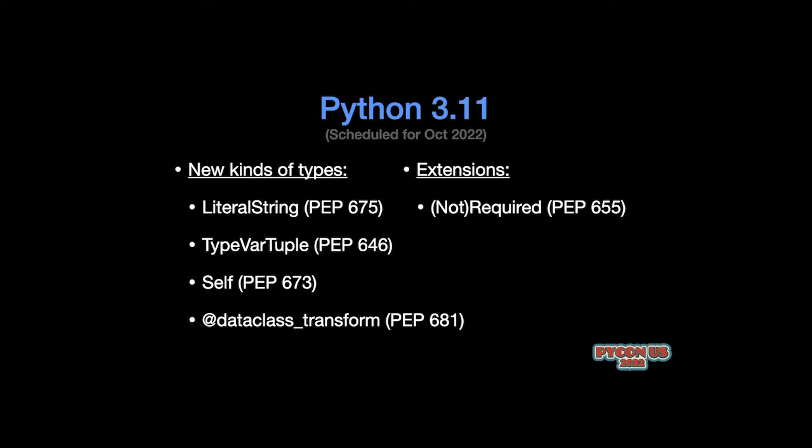So these types of types are now available. So we have, let's see, 1, 2, 3, 4, 5 PEPs here. So I'll just briefly go through those as well. So let's talk about literal string.